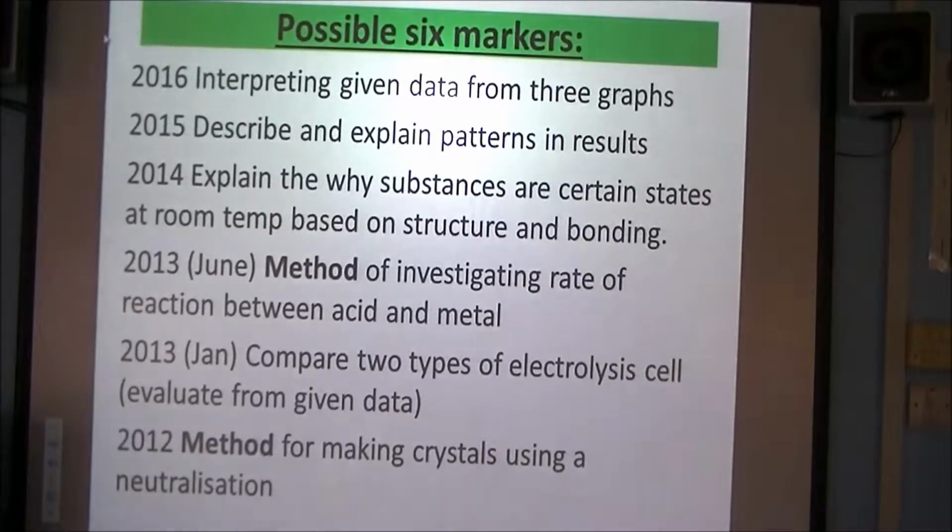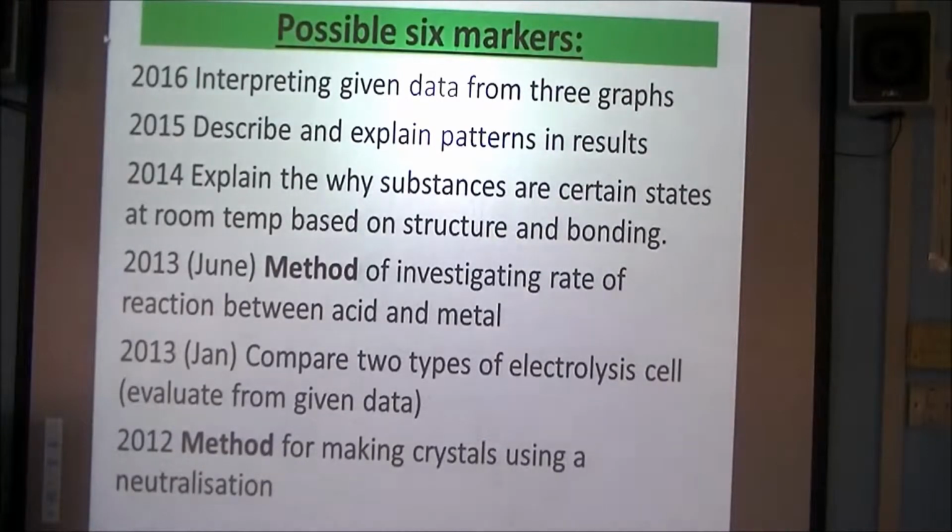We're talking about what the possible 6 markers might be for C2 chemistry. Now you've got to remember first of all that the 6 mark question is always the same question, whether it's the foundation or the higher paper. Because foundation can only be up to a C grade standard, your 6 marker is never going to be harder than a C grade question. So first piece of advice, don't overthink it, don't try and make it harder than it is.